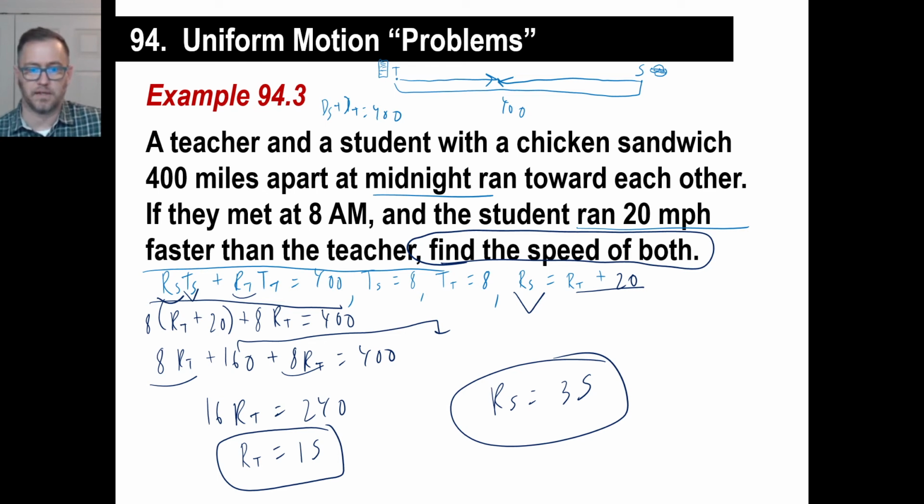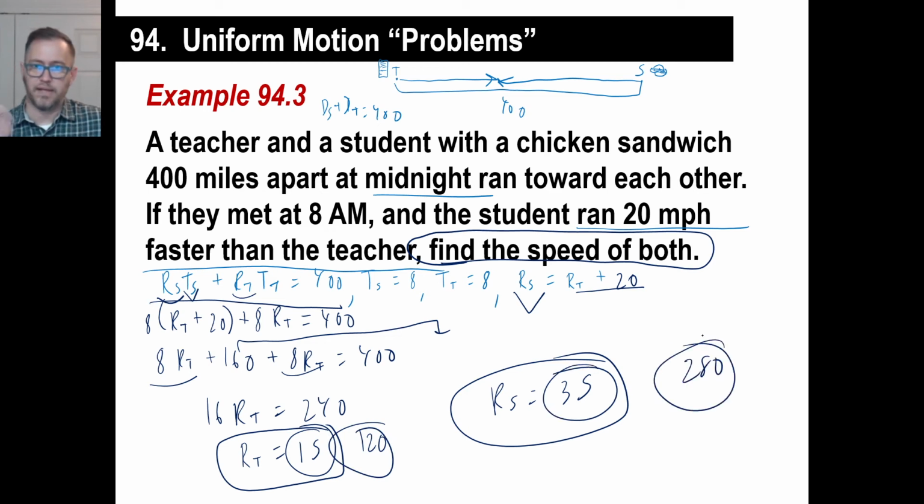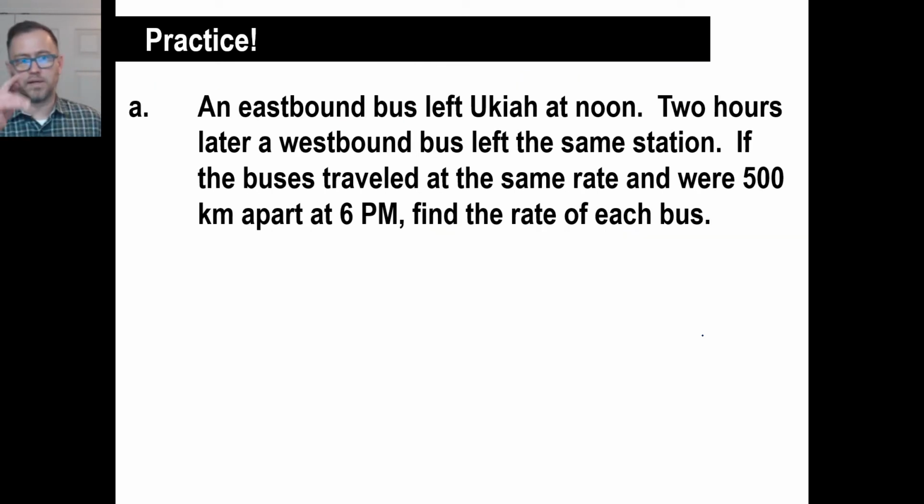And by the way, if they both go for 8 hours, this dude's only going 15 times 8, which is 120 miles. This dude is going 35 times 8, which is 280 miles. So almost never is it the same distance or whatever. So, okay, well, let's take a look. Go ahead and pause it and try A and see what you get.